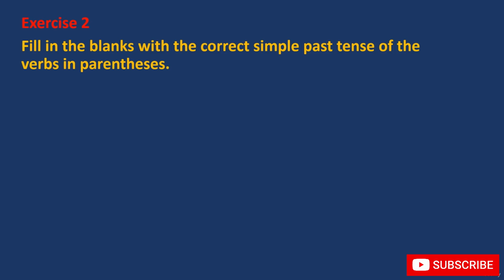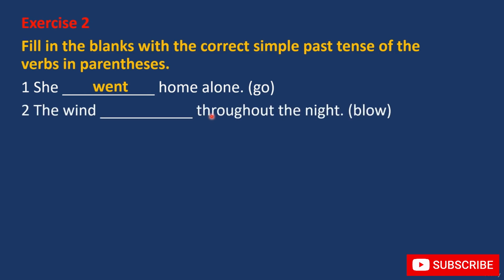Exercise 2. We need to fill in the blanks with the correct simple past tense of the verbs in parentheses. Number 1. She home alone. I need the past of the verb go. What is the past form of the verb go? Excellent. Went. So she went home alone. The wind throughout the night. Blow, this is present, and the past, blew, B-L-E-W. Excellent.